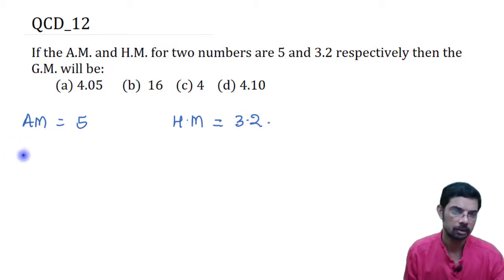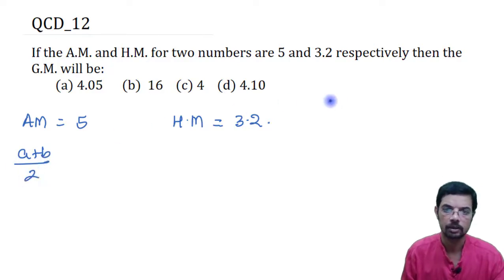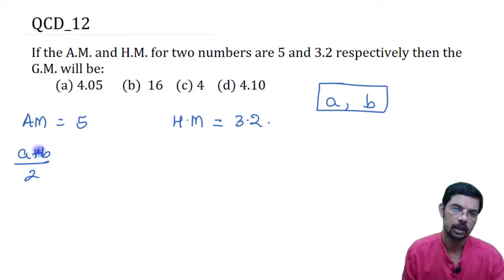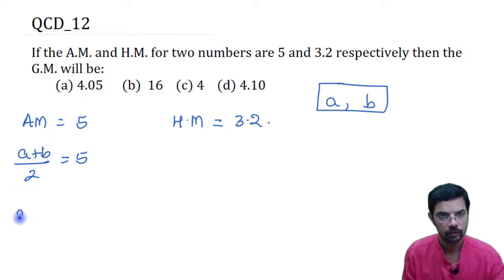From the arithmetic mean, we have a plus b by 2. Let a and b be the two numbers. Then a plus b by 2 is equal to 5, so we can have a plus b equal to 10.